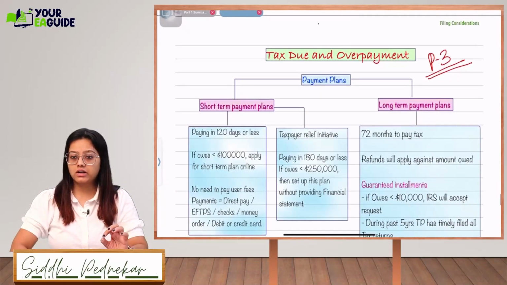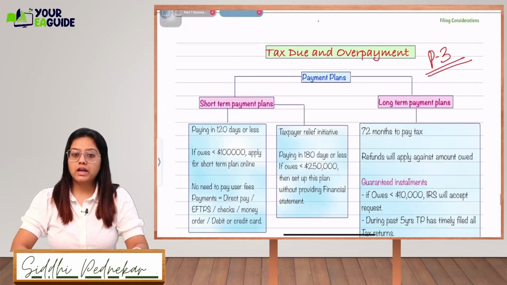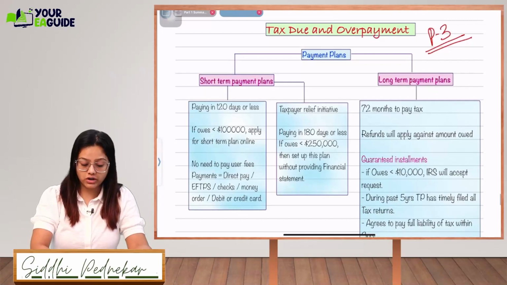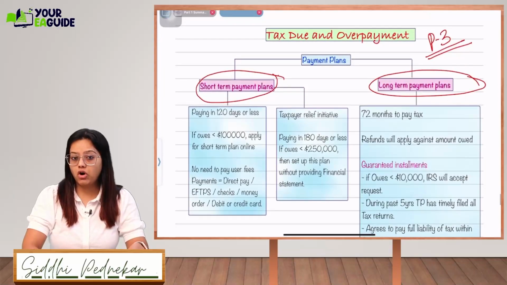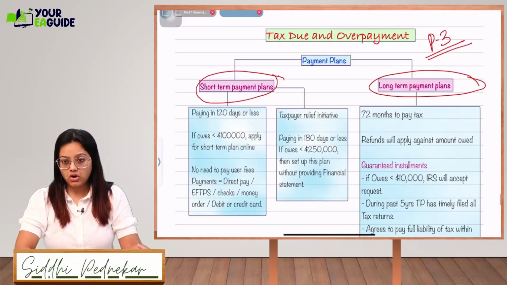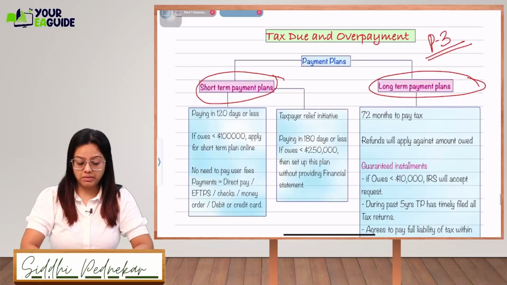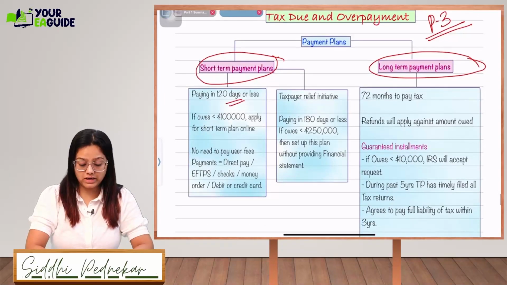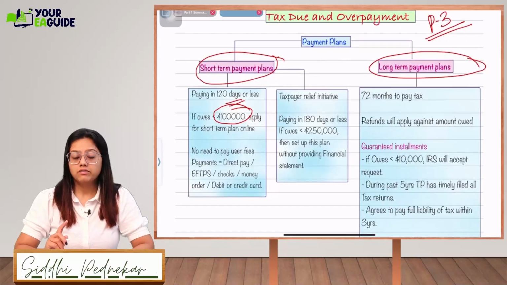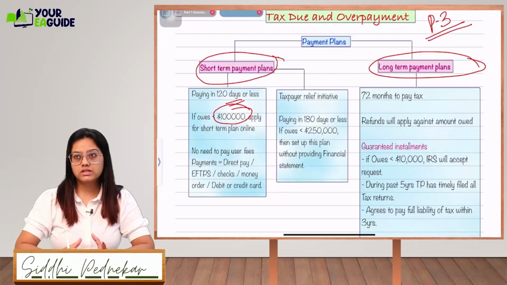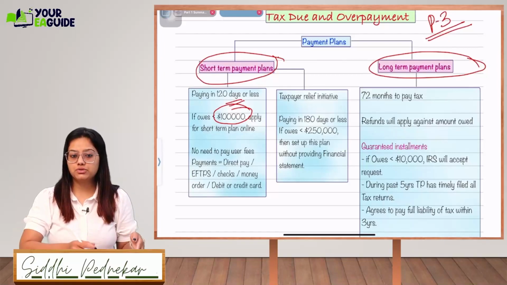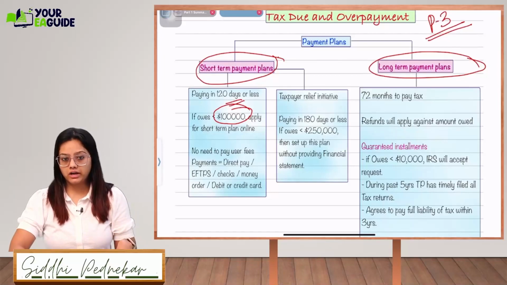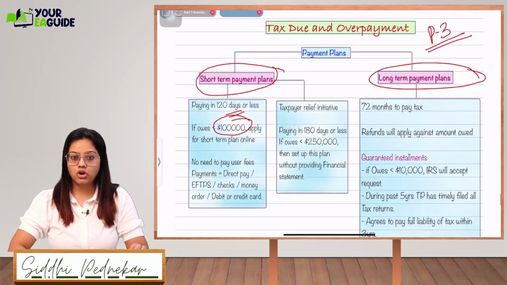Payment plans: if you're not able to pay the taxes, you can request the government for a short-term payment plan or a long-term payment plan. What do you mean by short-term payment plan? You can opt for installment payment of taxes. You can pay within 120 days or less if you owe less than $100,000, $1 lakh. Then you can apply for the short-term plan. No need to pay any user fees. It's like paying EMIs, a direct pay from your bank account. Each month a fixed amount will be deducted in the form of taxes. That is your short-term payment plan.